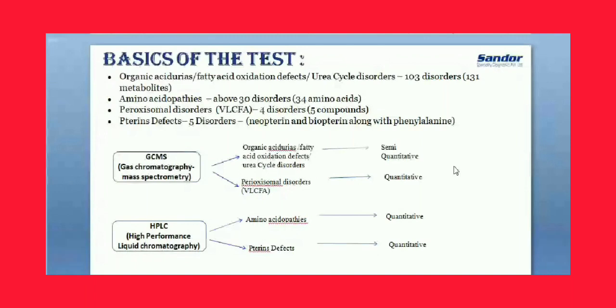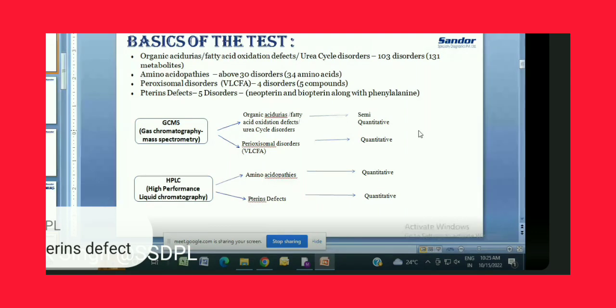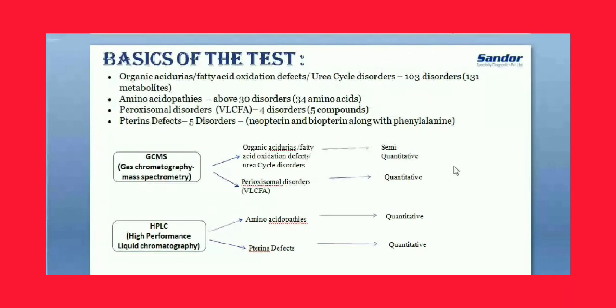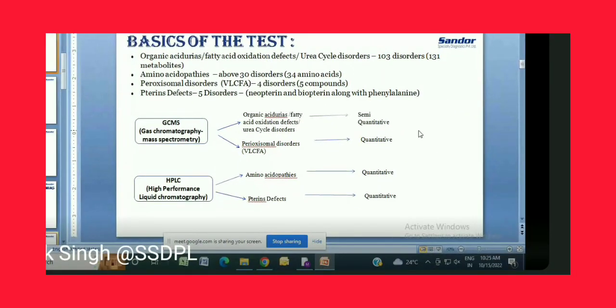Semi-quantitative means, in layman's language, that it is borderline, either in between the range. In semi-quantitative, we are not giving the exact value. We say it is beyond the range. If it is normal, it is normal. If it is abnormal, we say it is abnormal, but less than or greater than, we are not measuring the exact value.